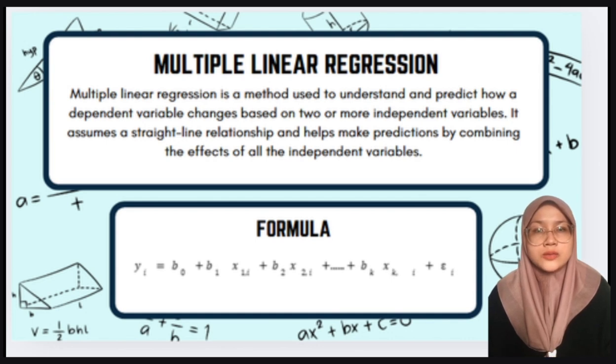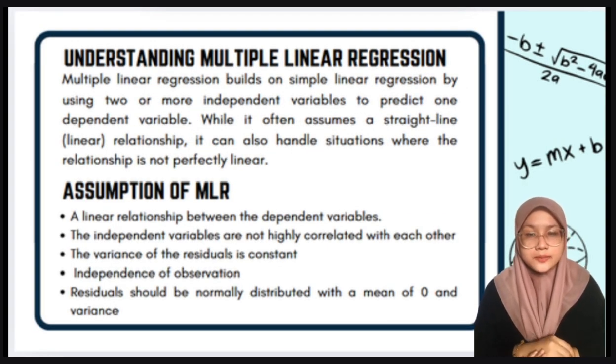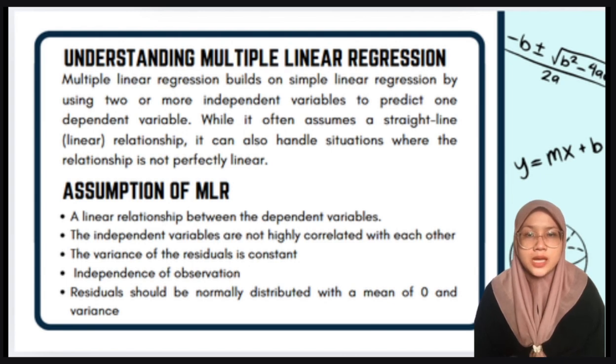The model assumes a straight line relationship between the variables. However, for MLR to be valid and accurate, there are several key assumptions that must be met. Now let's go through the 5 main assumptions of multiple linear regression. First, there must be a linear relationship between the dependent variable and the independent variables. This means the change in the dependent variable can be explained in a straight line manner based on change in the independent variable.